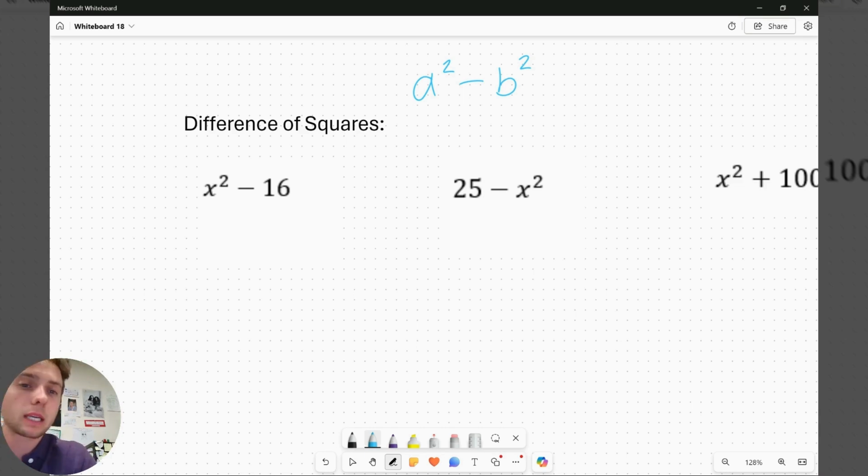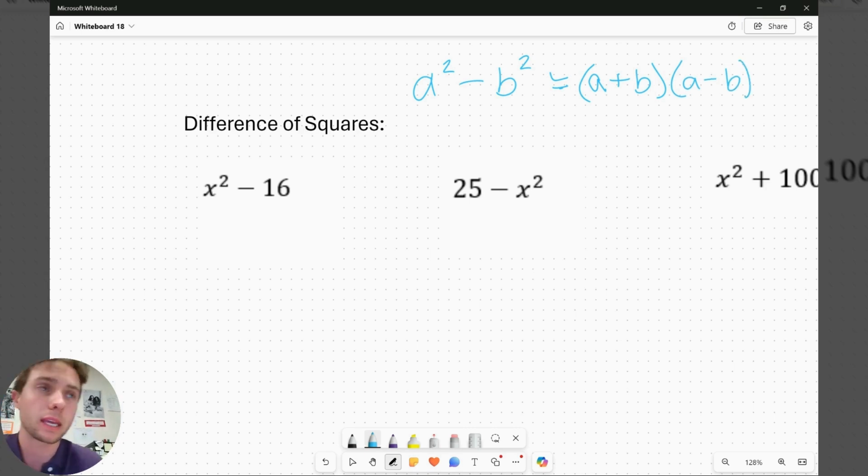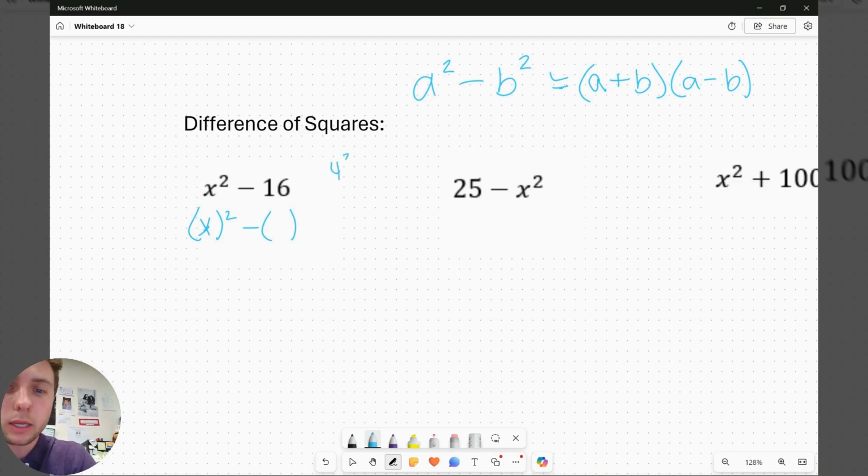Well, if you have something in this form, there's a shortcut you're allowed to take, where the shortcut states that your factored form just takes whatever's being squared, a and b in our case, and you add them and you subtract them in your factors. For example, let's look at this first one here, x squared minus 16. We know x squared is already something squared, so that one's easy. But 16 is not written as something squared right now. Well, one thing we know is that 4 squared is the same thing as 16, so we could change it.